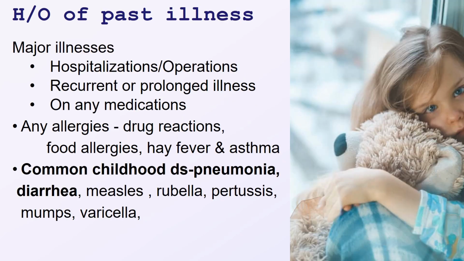Then come to the past medical illness or history of past illness. Here you ask about any major illness in the past requiring hospitalization, any major surgeries, recurrent or prolonged illness, if the child is on any medications, or if the child is having any allergies to drugs or food, or the child has hay fever or asthma. And then ask about the common childhood diseases like pneumonia, diarrhea, measles, rubella, pertussis, mumps and varicella.